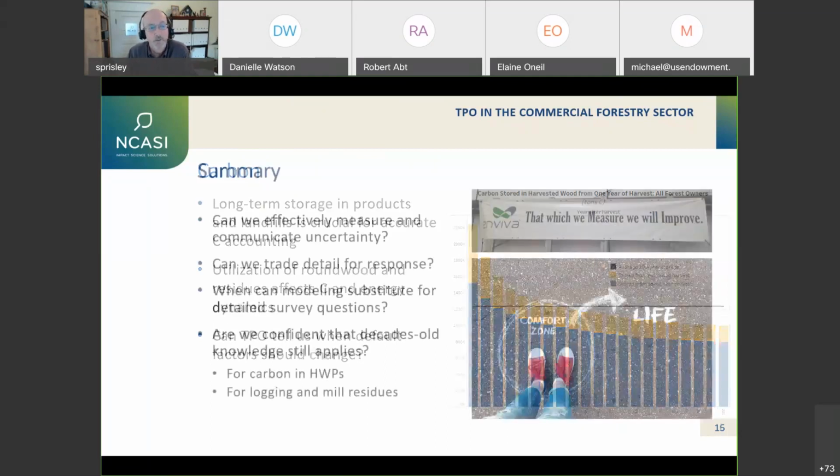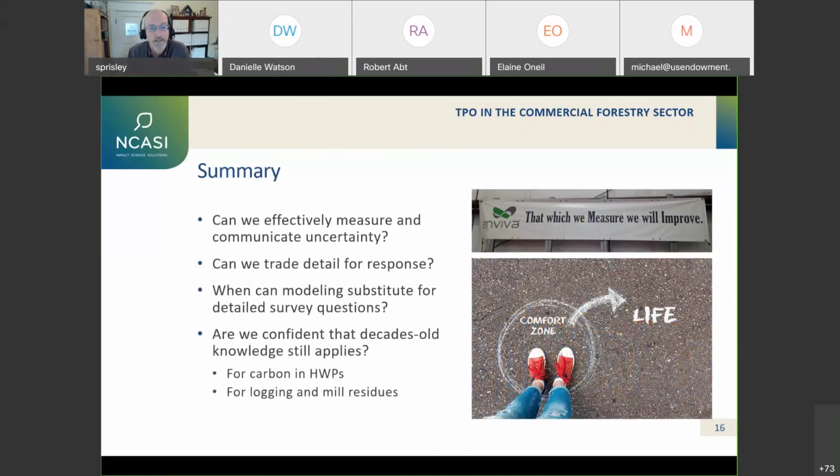So, quick summary. Remember that we can only improve what we measure in general. And can we effectively measure and communicate uncertainty? I will say that going to a sampling approach, one of the big benefits I see in that is the ability to quantitatively address uncertainty. Any efforts that we can use to try and quantify the impact of non-response on uncertainty.